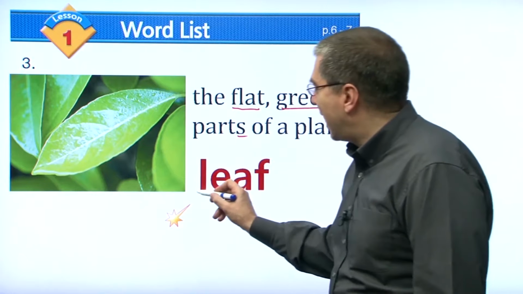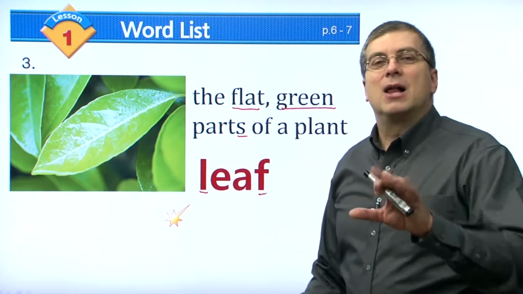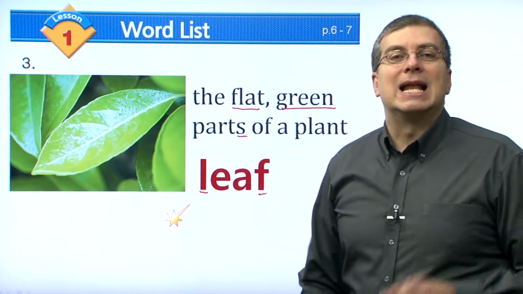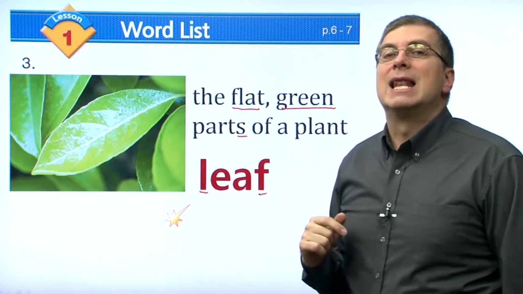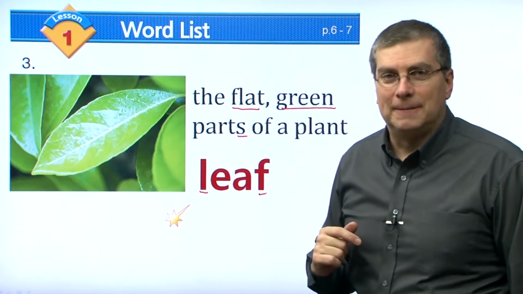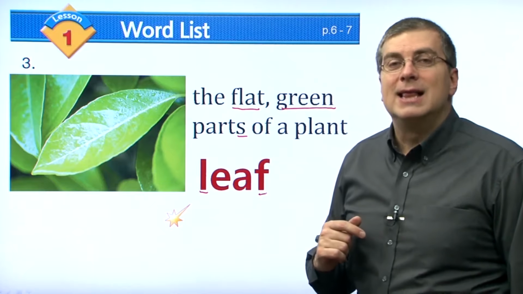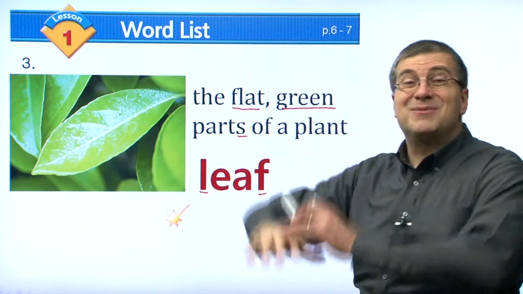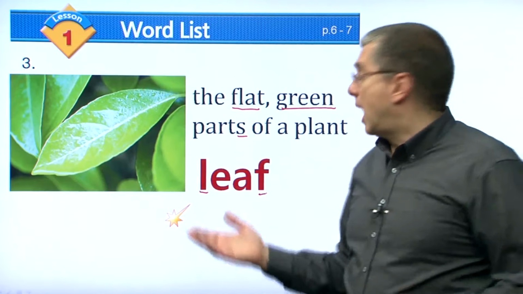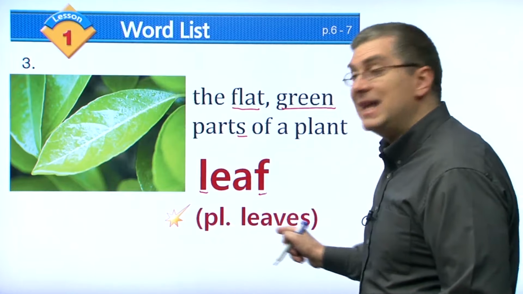Leaf. Here we have L and F at the end, right? Now they're apart. But L, remember L, la, la, la. Put your tongue behind your teeth on the top, la, leaf. And then F for F, leaf, leaf. That's only one leaf. But a plant has many. So how do we make it plural? We say many leaves.